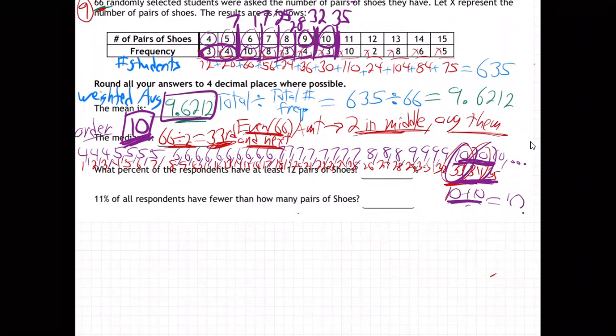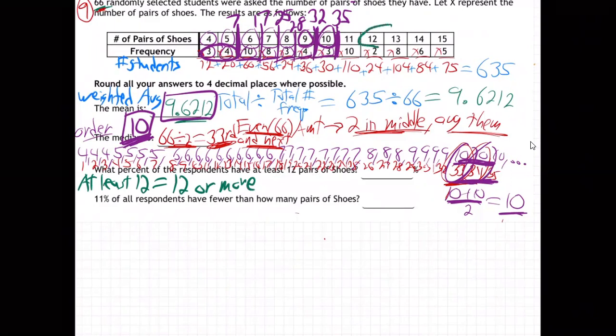Okay, so now, whoops, it's over erased there. All right, so now 2 more questions here. What percent have at least 12 pair of shoes? Well, at least 12 is 12 or more. That's what it means. At the least, at the lowest, 12, could be more. So how many students have 12 or more shoes?